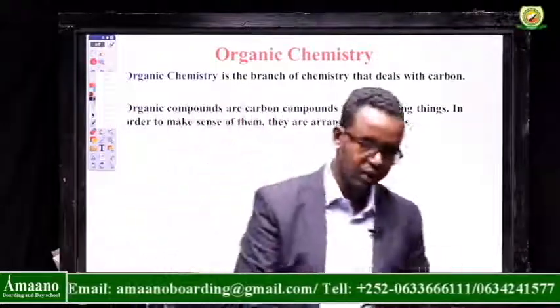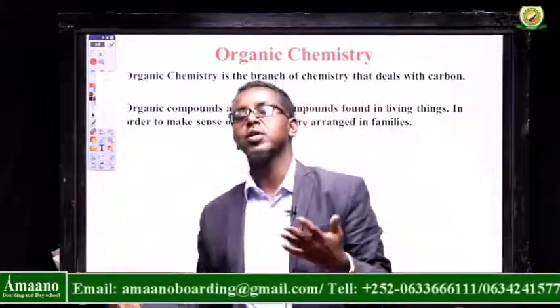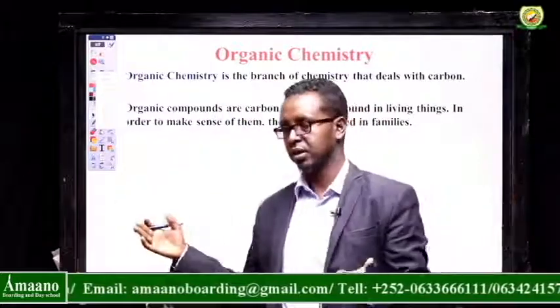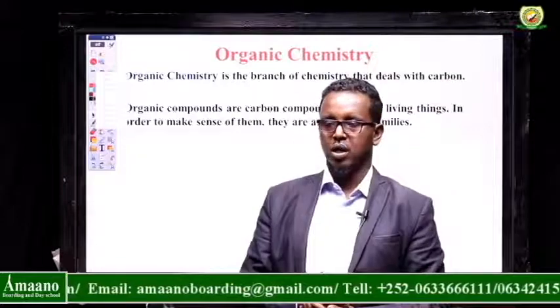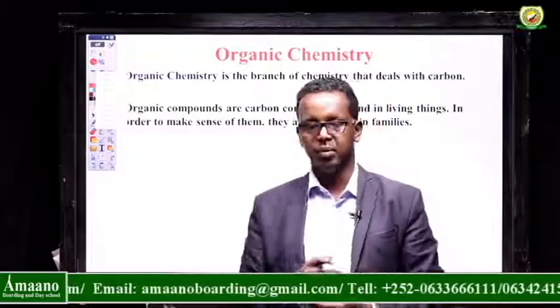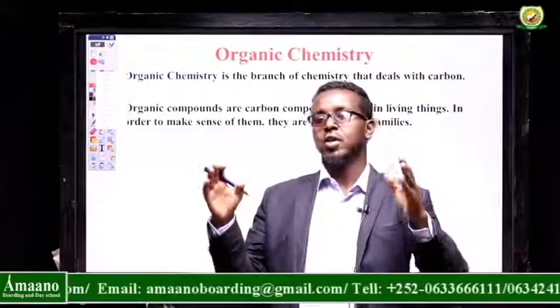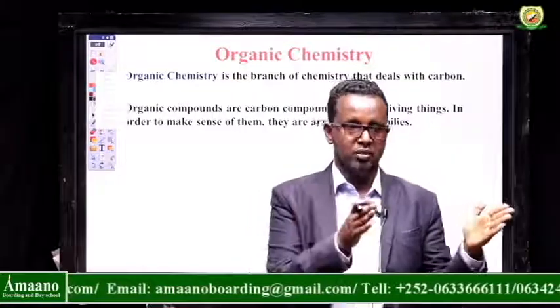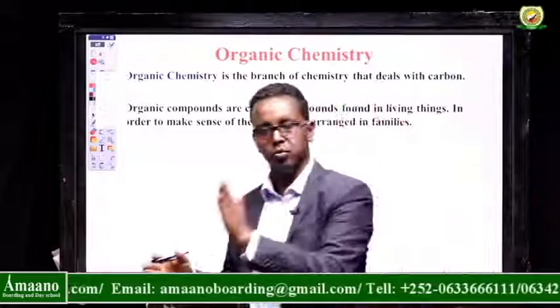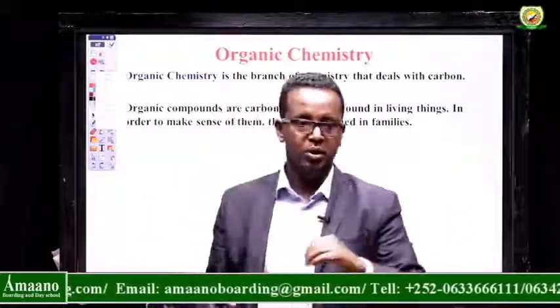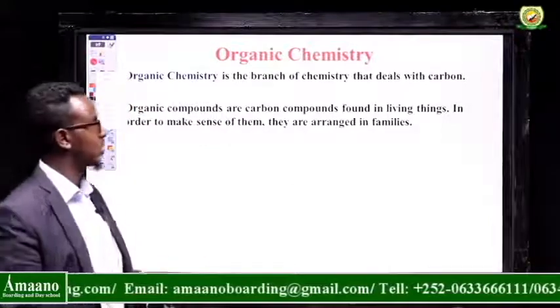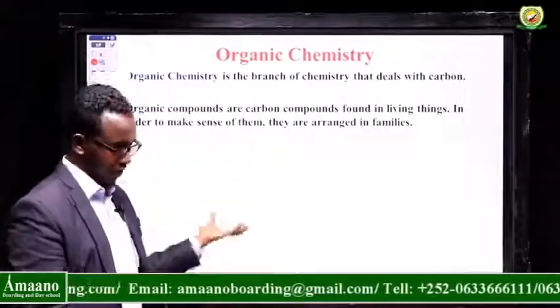If you remember the periodic table, it has around 18 groups. In secondary level, we do around 8 main groups. So why are we grouping this periodic table? In order to make sense, for example group 1, group 2, group 3, group 4. Organic chemistry follows the same principle as inorganic chemistry, like the periodic table. So we can arrange it into families.